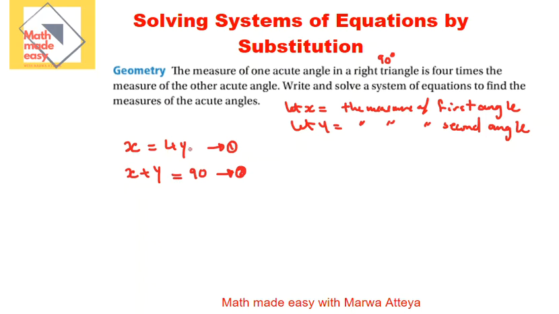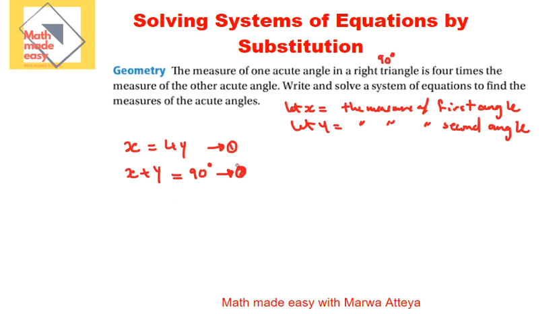Now I have the system, the first one representing that the first angle is 4 times the other one, and the second says that both angles together will make 90 degrees, the measures of both angles together. Now I want to find both of them. What do I do? We are going to solve this system using substitution.